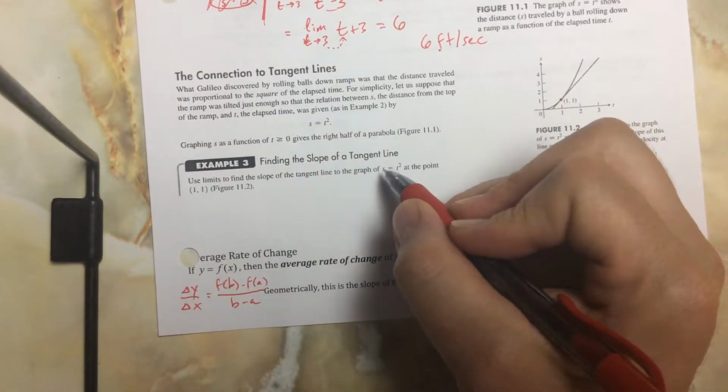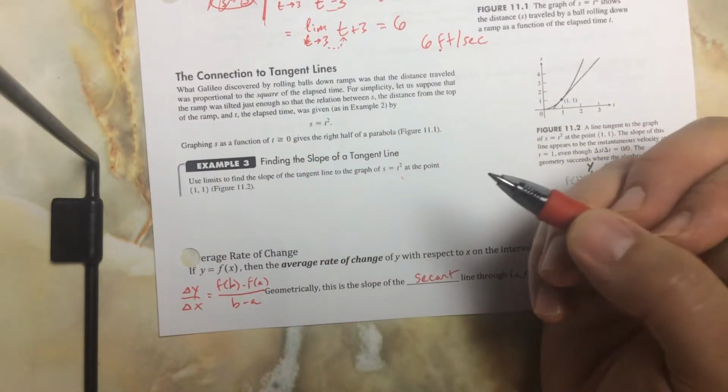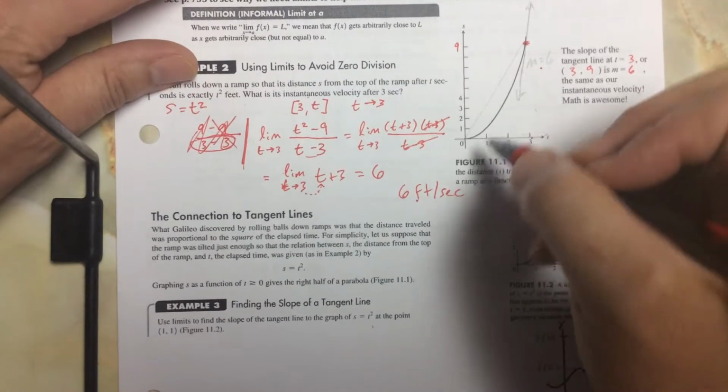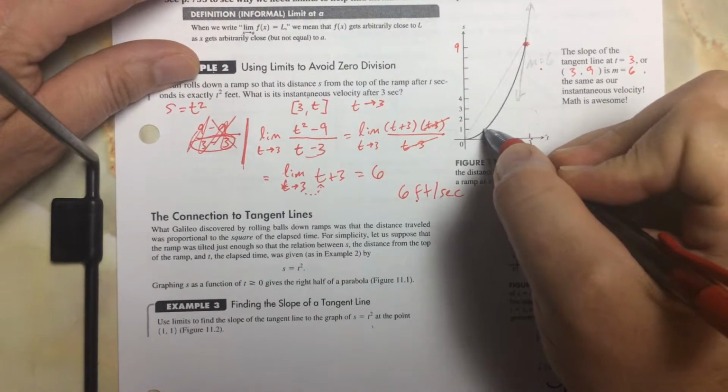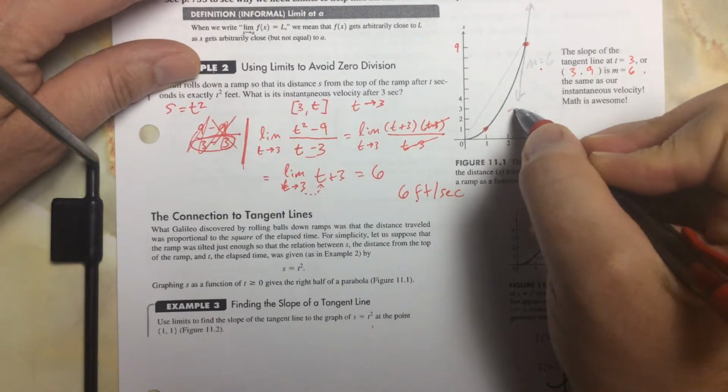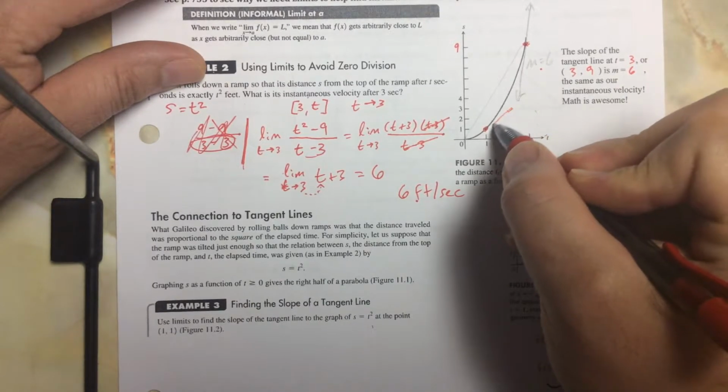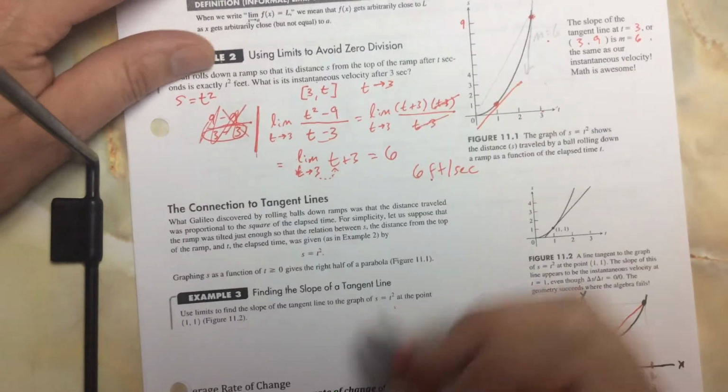So if this did represent position and time, we really would be finding the instantaneous velocity. Okay, instead of at 3 seconds, we're finding it now at 1 second. Okay, so basically we're looking for the slope of this line right here. Whatever that slope is. I missed, but that's okay.